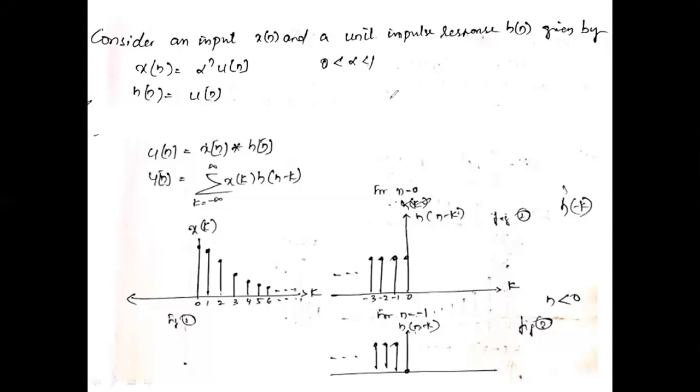What is h of n actually? H of n is a unit step, which goes from 0 to infinity. As per the method, this would have gone until infinity. I had drawn h of minus k. See, this I will call h of k, again with k going from 0 to infinity. I will draw h of n, but I will call it h of k.